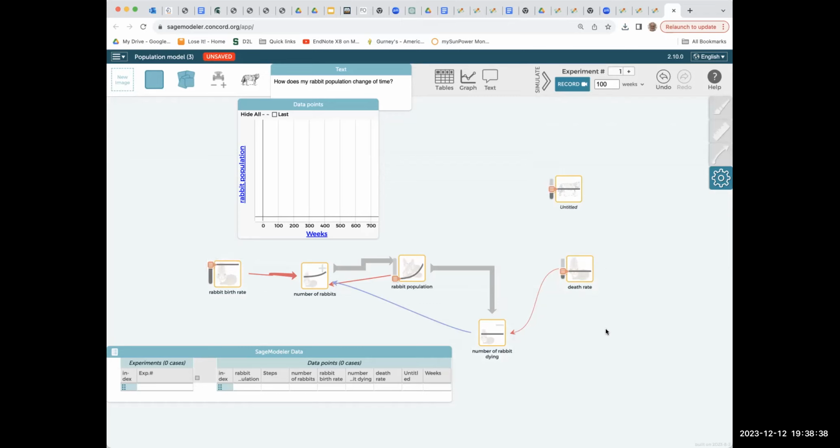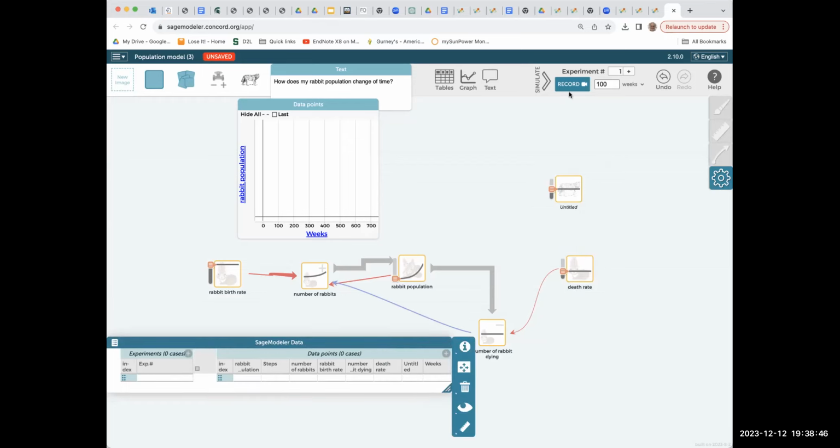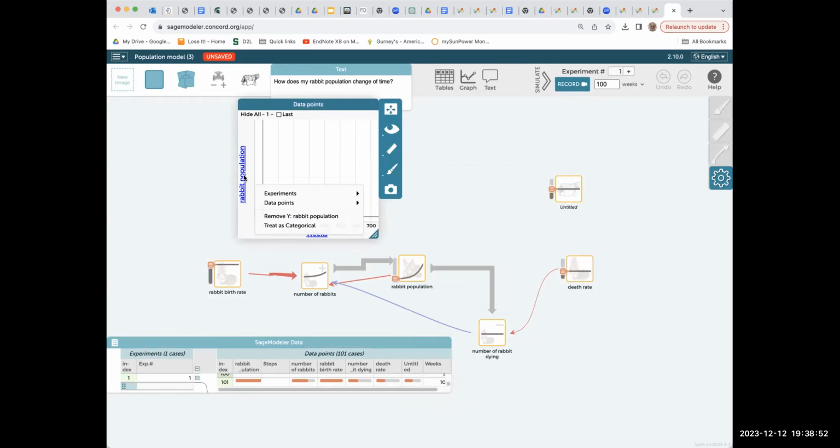So now I'm going to run an experiment in this configuration. So I got my SageModeler model. I'm going to say record. And of course, I just recorded some data. I'm going to look at my rabbit population. Selected that. And I have number of weeks down there. And so we see this nice exponential growth.